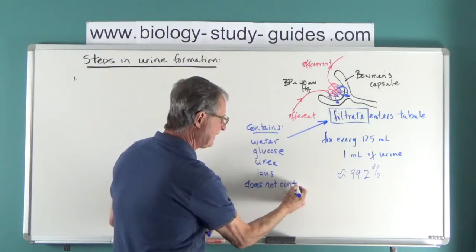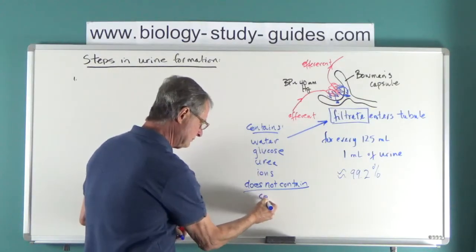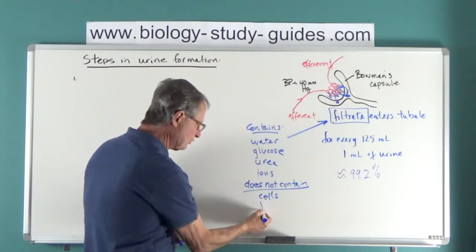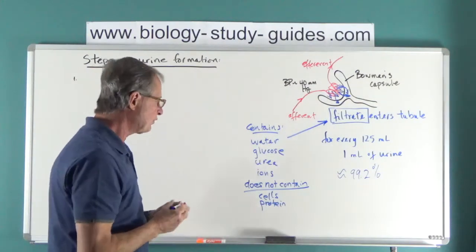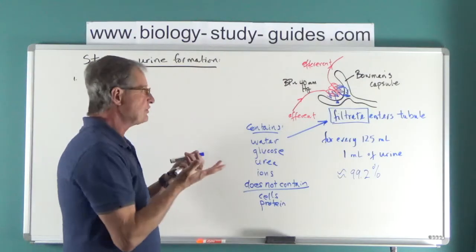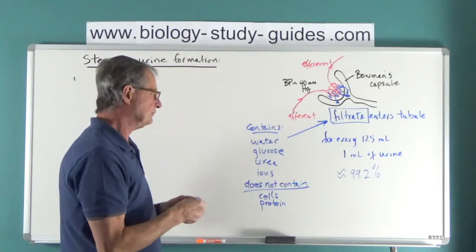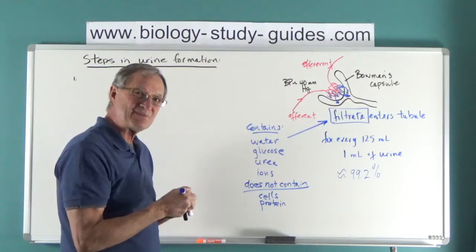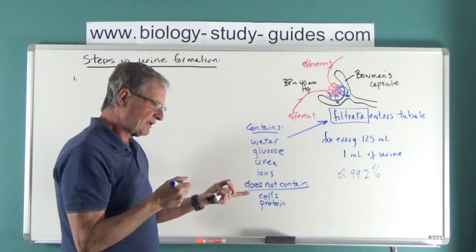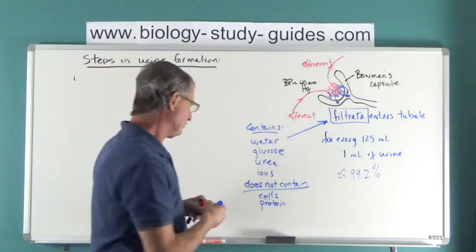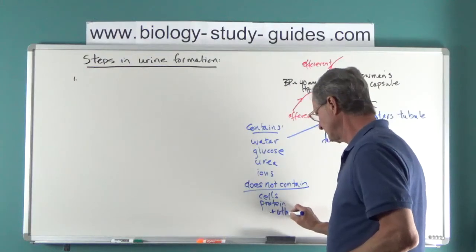So the things that are too big: the filtrate does not contain cells, it does not contain protein. The blood proteins, like albumin, for example, is a blood protein that floats around in the circulatory system and helps create osmotic pressure. It's too big. It doesn't go through. Things like histamine is a protein that's released by white blood cells. Other large molecules. We'll just put it that way: protein and other large molecules.